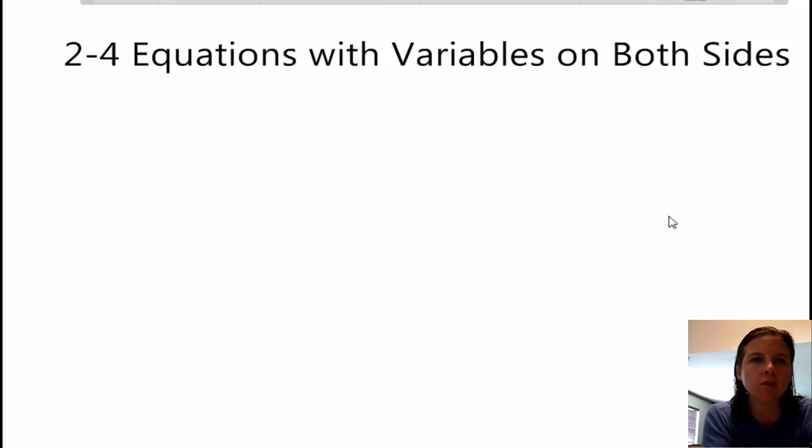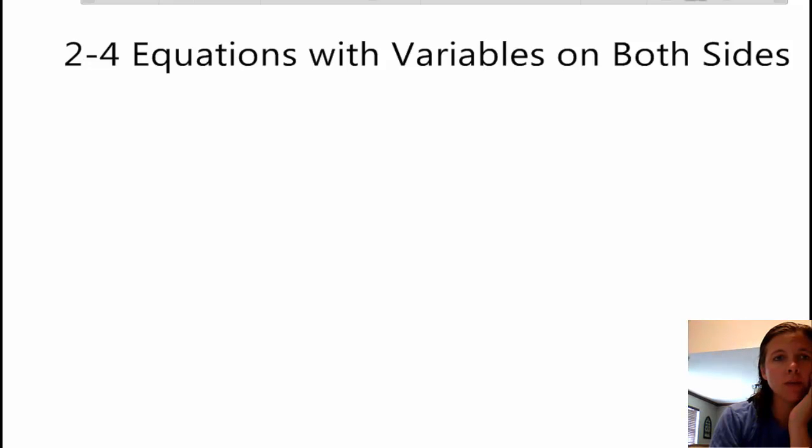Okay, today we're going to do equations with variables on both sides. So we've been doing lots of equations, and this is kind of the last one for a while. We're going to get into word problems and things like that. But for now, equations with variables on both sides.